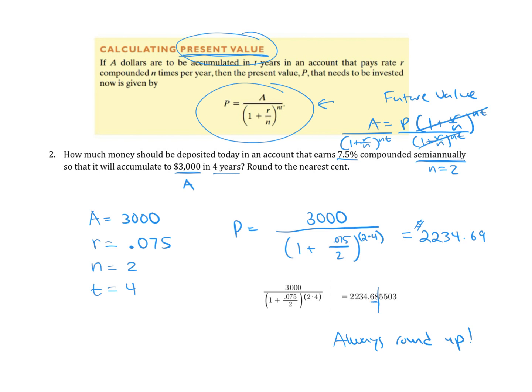But say that 5 right here was something lower, like a 4, a 3, a 2, a 1, or a 0. I would still round up, because if I round down, I might fall short of my goal. I might not end up with the entire $3,000 that I need. And I would hate to be like a few cents short. So you always round up when using this present value formula.